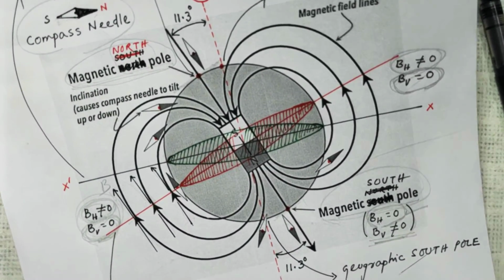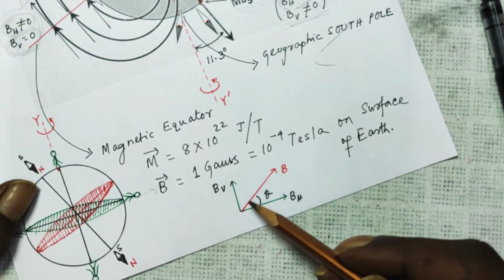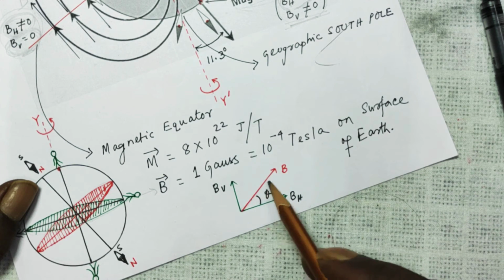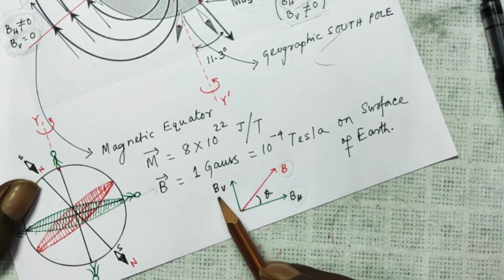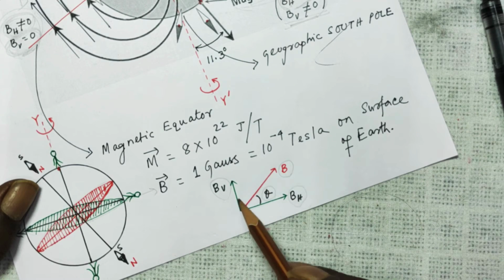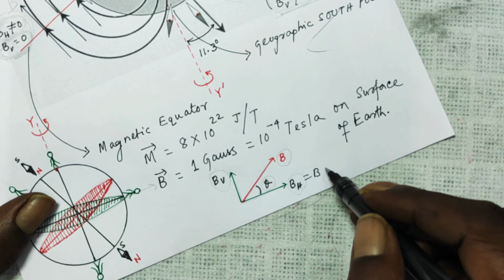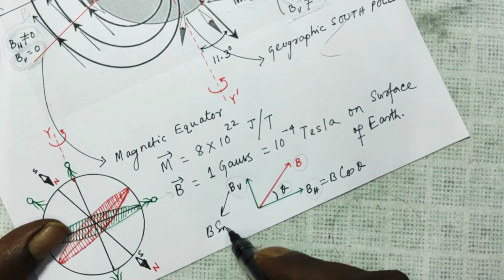Now that is all about that. Now let me explain here. Suppose at some point the magnetic field is this way, and if you split this magnetic field into two rectangular components, if this angle is theta, then this is your horizontal part and this is your vertical part. BH will be B times cos theta, and BV will be B times sin theta.